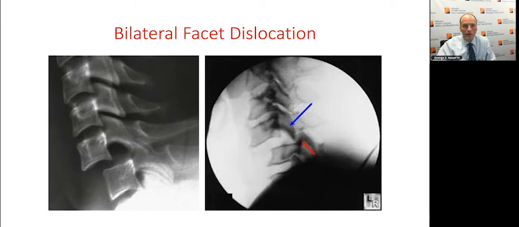And this is the worst case scenario. This is bilateral facet joint dislocation. Typically, the facet joints should look like this. The superior articulating facet should lie right in place underneath the inferior articulating facet. This empty facet sign is typically associated with a greater than 50% dislocation and a traumatic injury to the spinal cord.